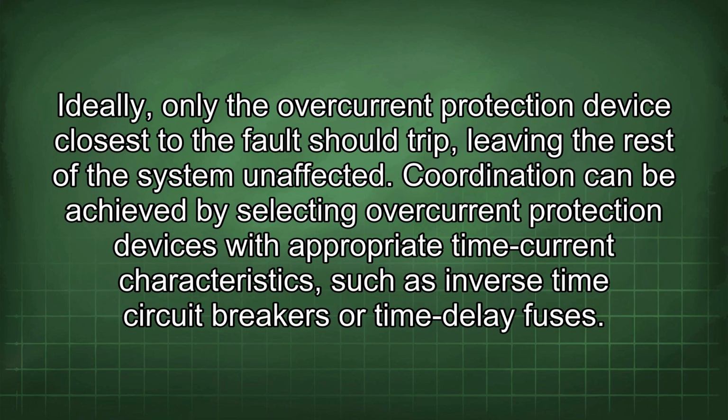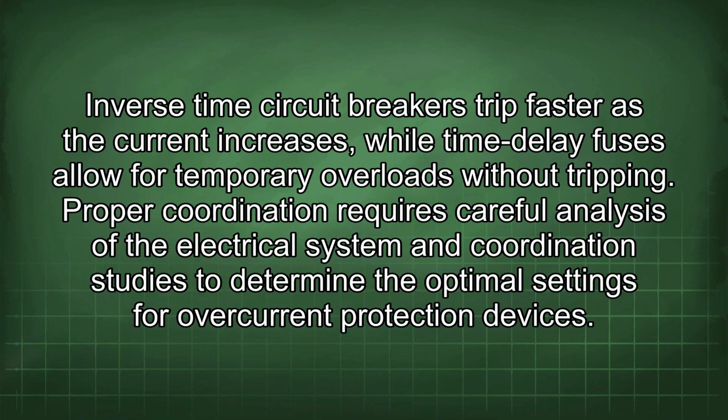Ideally, only the overcurrent protection device closest to the fault should trip, leaving the rest of the system unaffected. Coordination can be achieved by selecting overcurrent protection devices with appropriate time current characteristics, such as inverse time circuit breakers or time delay fuses. Inverse time circuit breakers trip faster as the current increases, while time delay fuses allow for temporary overloads without tripping. Proper coordination requires careful analysis of the electrical system and coordination studies to determine the optimal settings for overcurrent protection devices.